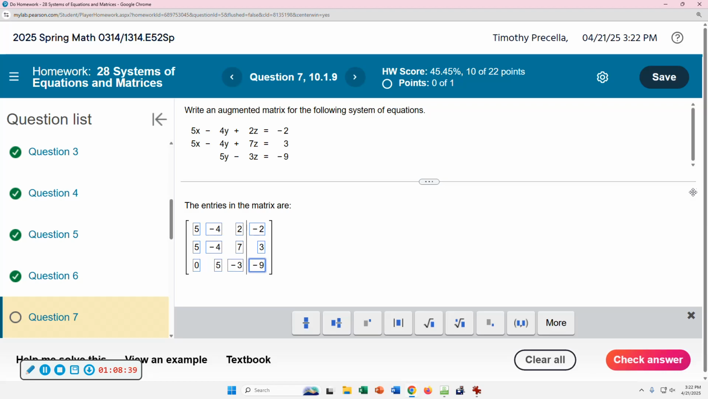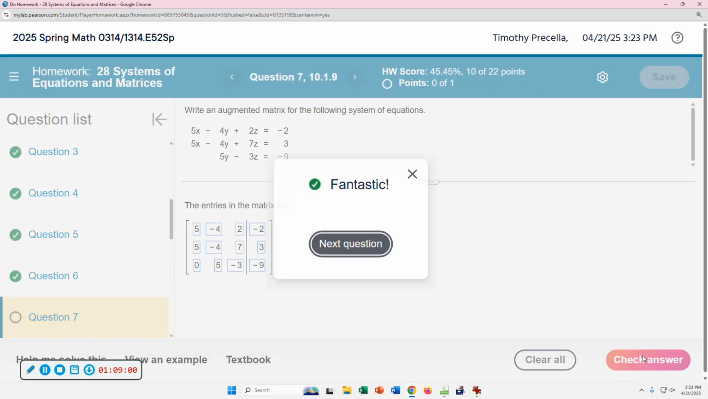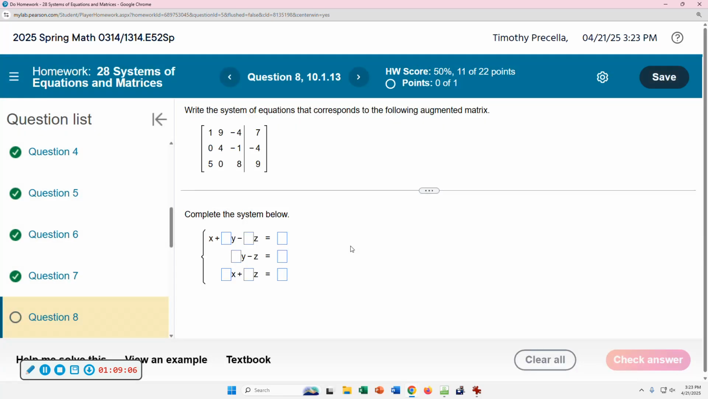Just for the record, they don't ask us, but what size matrix is that? How many rows do we have? 3, okay. How many columns do we have? 4. That's a 3 by 4 augmented matrix. Now that you mention it, they used to ask that. I know they did. I'm wondering why they don't now. They don't even ask for the size. That's why I talked about the size. I thought they were going to ask us.